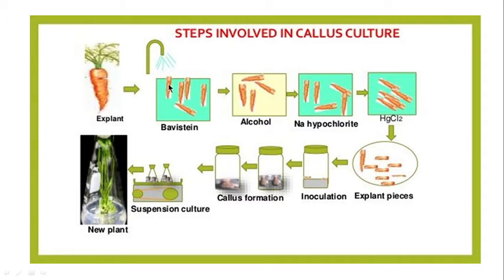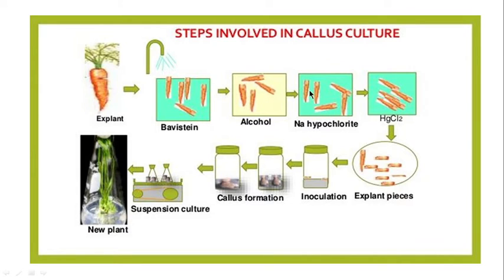Mavistin not only removes the fungal infection from its outer surface, but it will also control further infection. Further fungal infection during the culture formation will not occur if it is treated with Mavistin. After that, the treatment with alcohol is given. Again, the treatment with alcohol is for sterilization purpose, so that it will remove all the microorganisms.